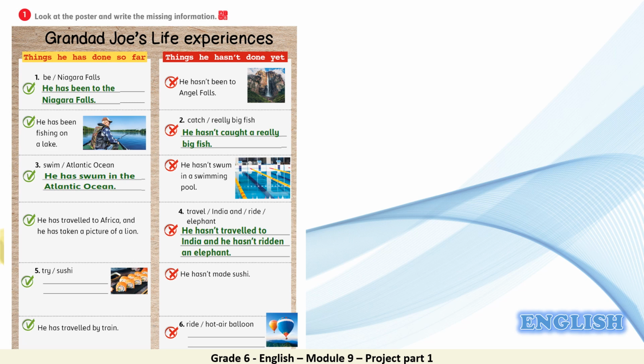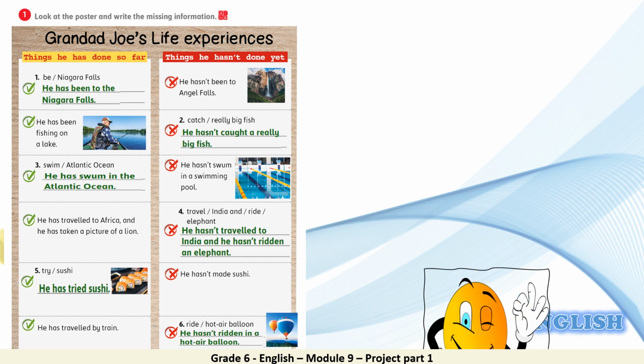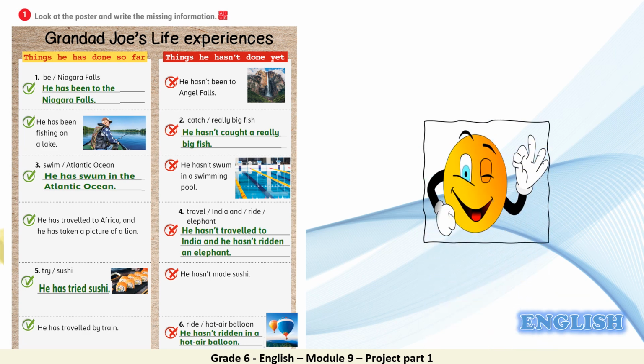Number 5, try sushi. Great, he has tried sushi. It is about the things he has done. The last one, ride hot air balloon. It is again on the right part, so the things he hasn't done. He hasn't ridden in a hot air balloon. Good job, everyone. Well done.